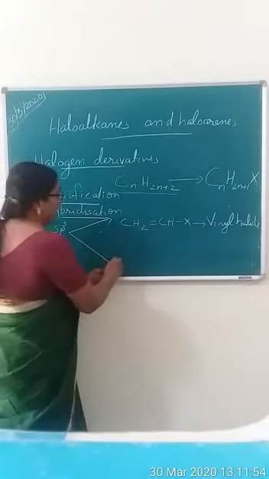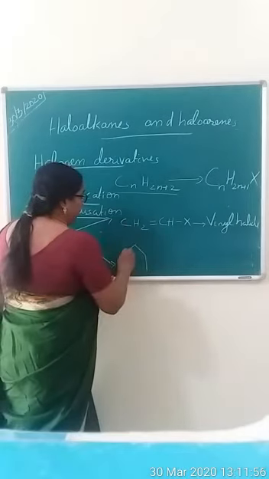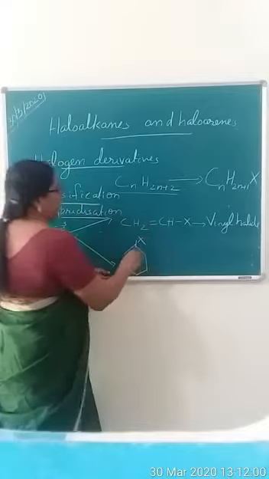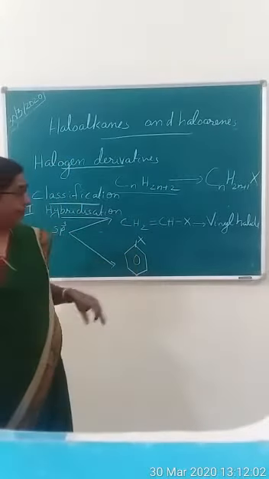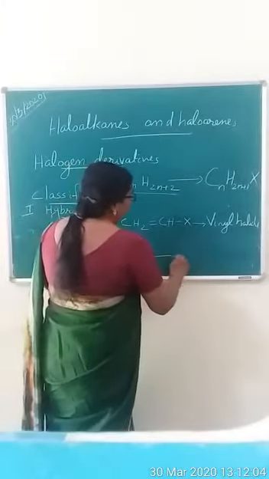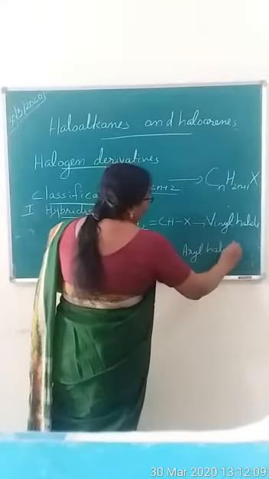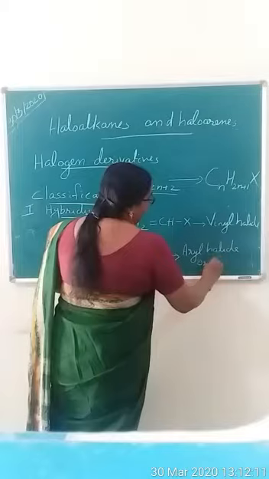Now, second case, consider if the halogen atom is directly attached to sp2 hybridized carbon of a benzene ring, then it is termed as aryl halide, or they are called haloarenes.